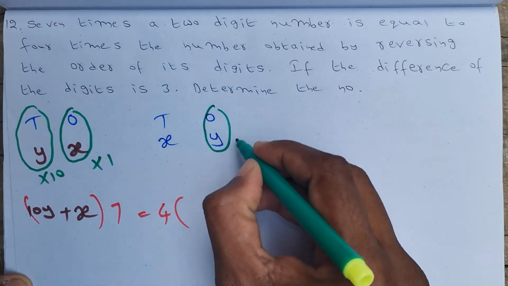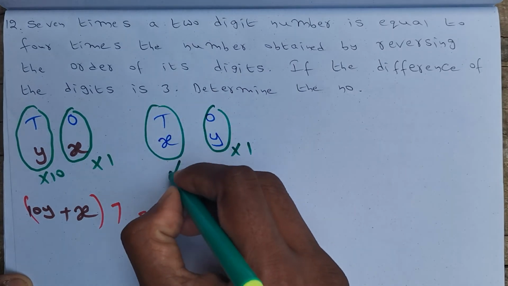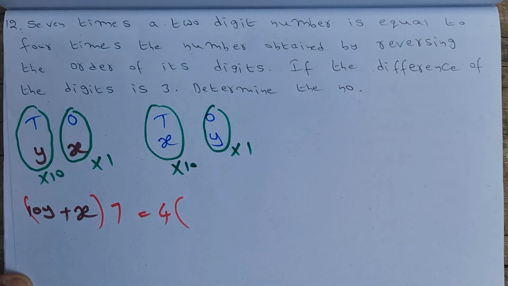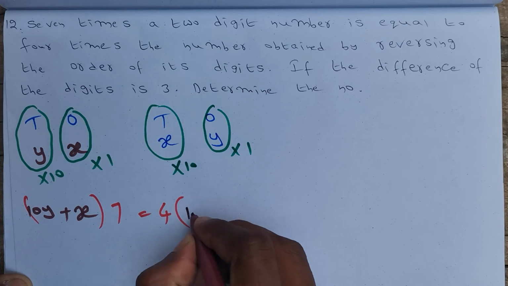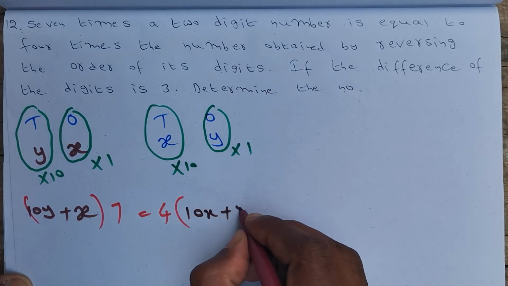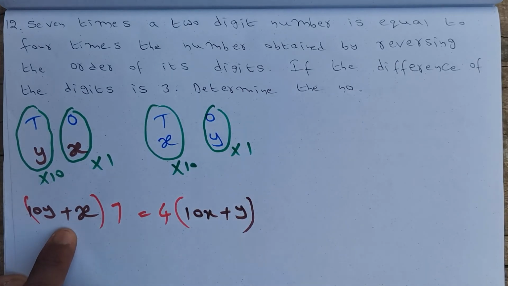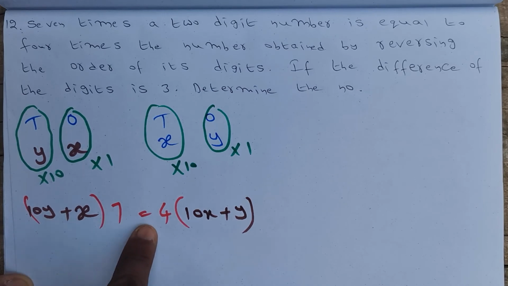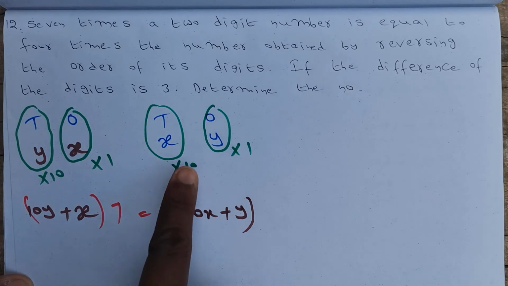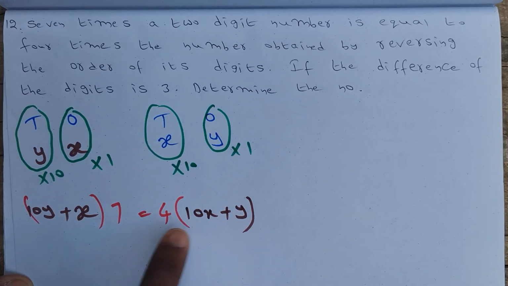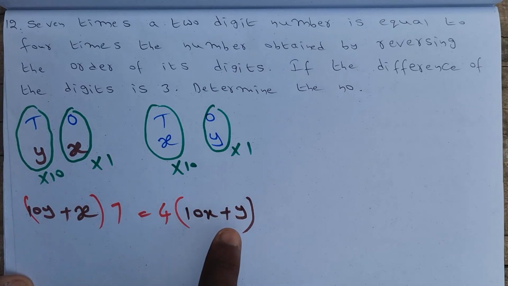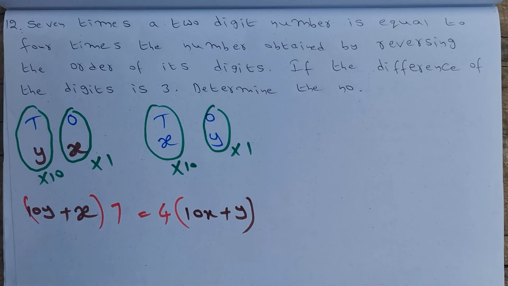Again, this is in the ones place, so multiply with 1, and this is in the tens place, so multiply with 10. So what we will get then? x into 10 is 10x, plus y into 1 is y. So the first number is 10y plus x. This number, if we multiply by 7, will be equal to 4 times the number we get after reversing the digits. So 10x plus y is the second number. The first number is 10y plus x, and after reversing the digits it became 10x plus y. Okay, now let us solve it.